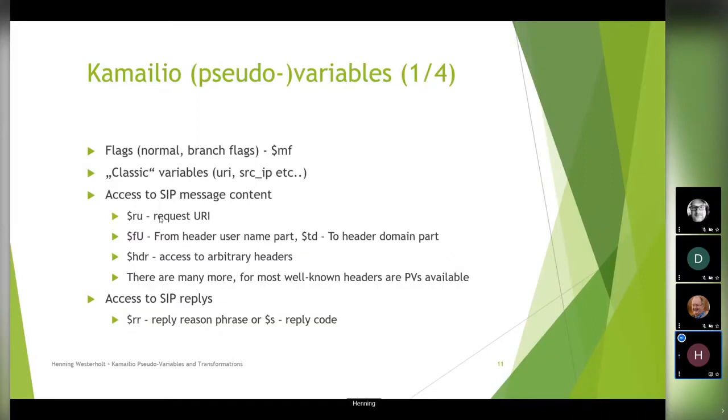$RU, for example, to get the request URI, $fU (capital U) to get the From header username, $hdr with a key to access arbitrary headers and so on. As I said, there are a lot of them, and for most well-known headers PVs are available. If you want to access SIP reply content, there are also special PVs available, $rr, for example, to get the reply reason phrase and things like that.